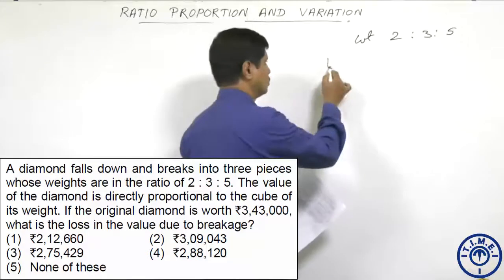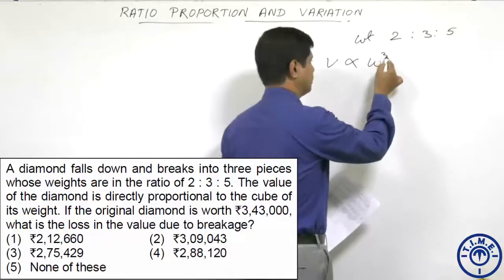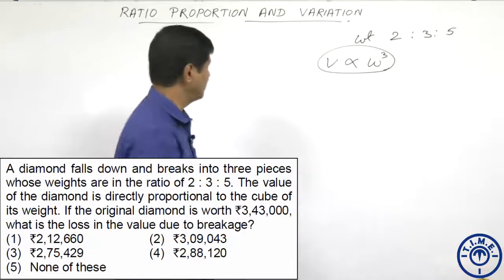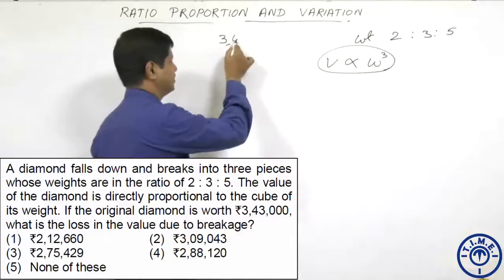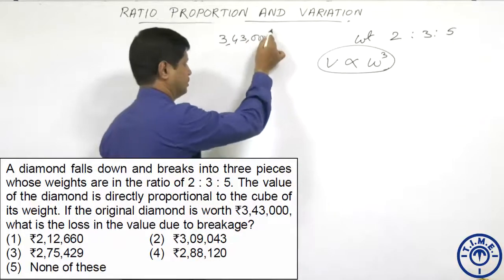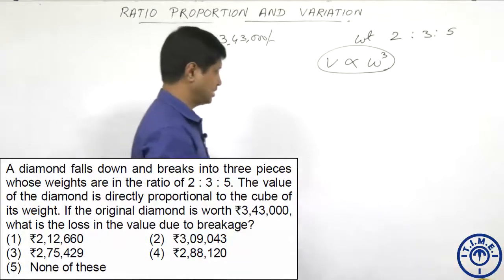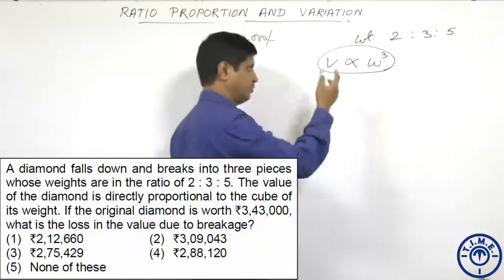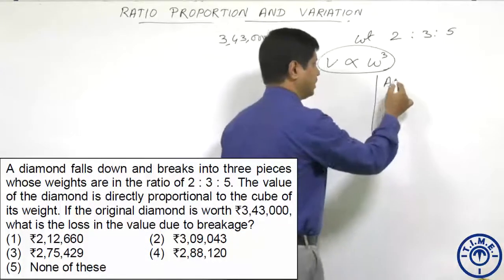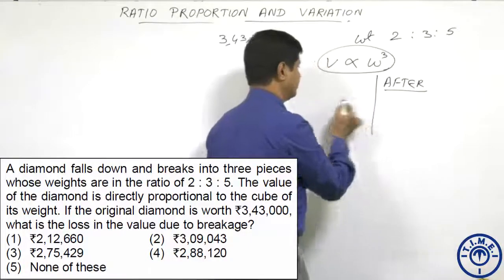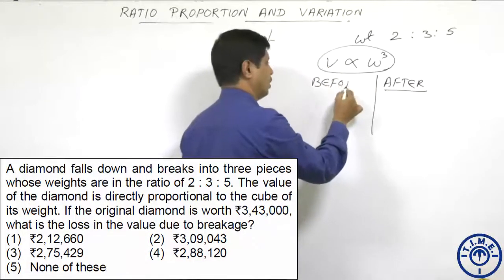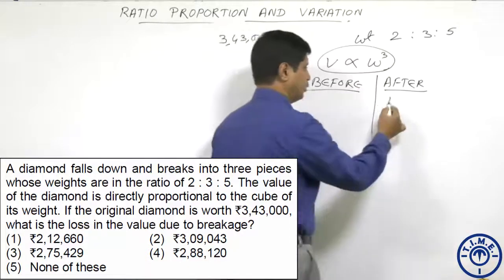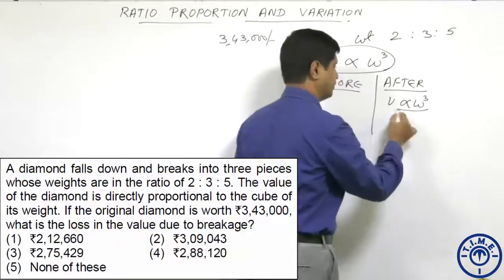What about the variation? The value of the diamond is directly proportional to cube of its weight. Now, before breakage and after breakage, what is the worth of the diamond here? The worth of the diamond originally is 3,43,000 rupees. This is the original value. Just observe the value of the diamond before breakage and after breakage based on the weights. How are the weight and the value related? It is a direct variation.